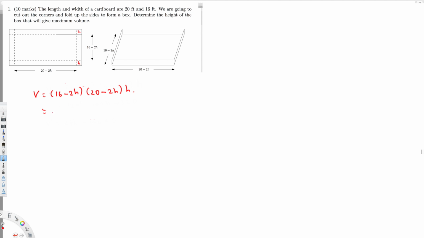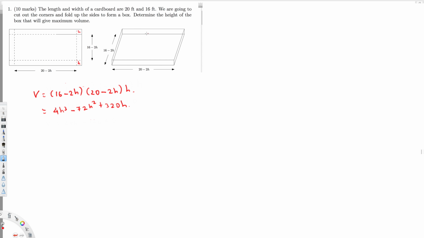And then if I multiply everything together, it comes out to be 4h cubed minus 72h squared plus 320h. Since everything is in h, we don't have to worry. Sometimes we might get h times l and something like that, then we have to find everything in terms of h. In this case, everything is in h, so we don't have to worry about that.